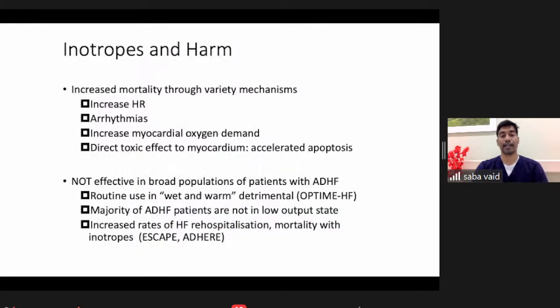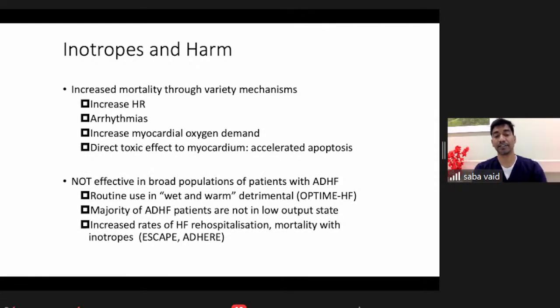you start them on inotropes, because inotropes increase your heart rate. They are bad drugs. They can cause arrhythmias. They obviously increase your myocardial oxygen demand. Your heart is already struggling without enough oxygen. By flogging the heart further with inotropes, you may cause more damage. They can also have a direct toxic effect on the heart.